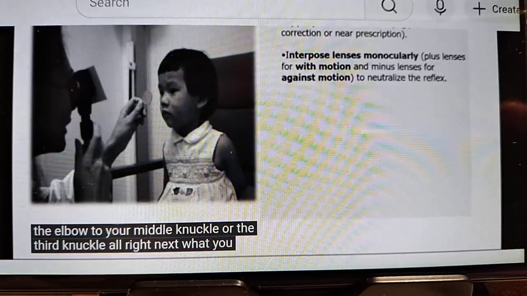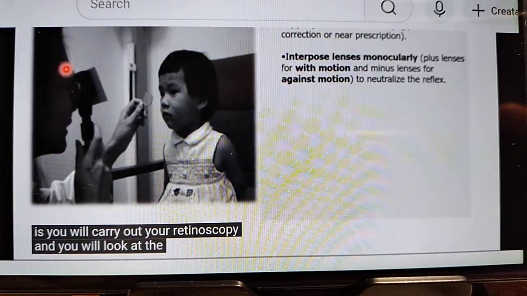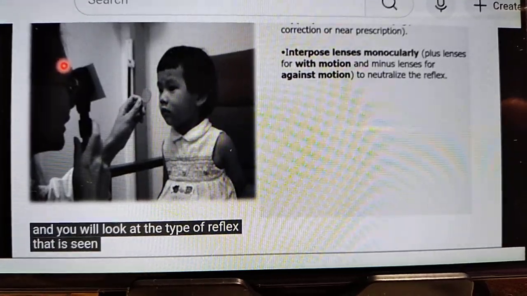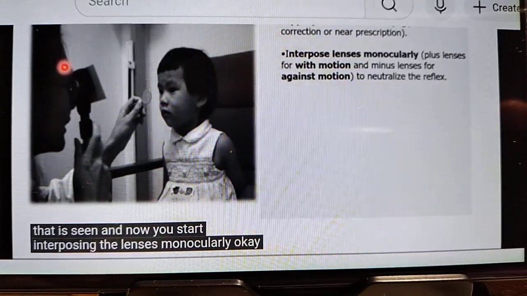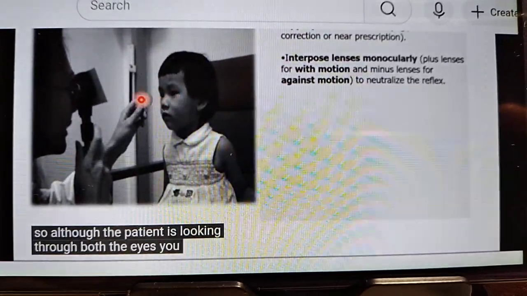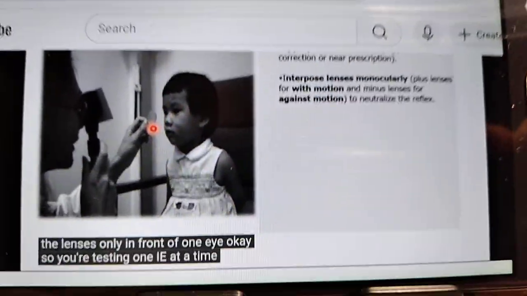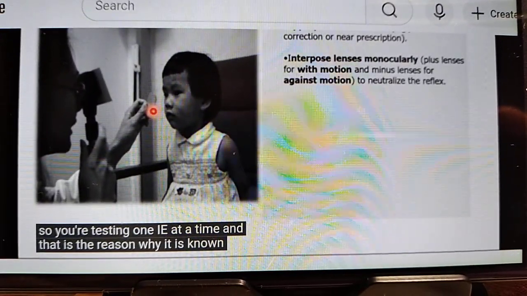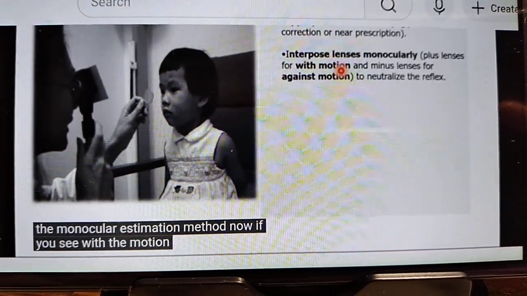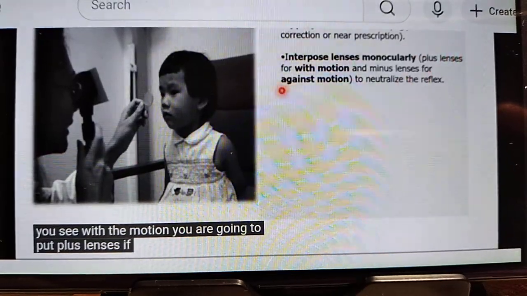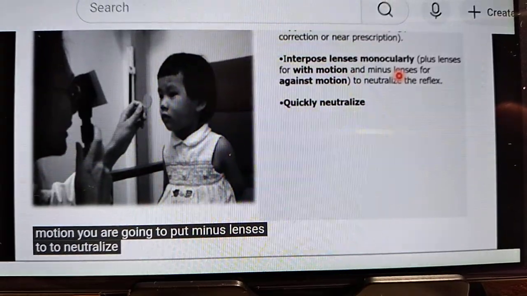Alright, next what you do is you will carry out your retinoscopy and look at the type of reflex that is seen, and now you start interposing the lenses monocularly. Although the patient is looking through both eyes, you are putting the lenses only in front of one eye. So you're testing one eye at a time, and that is the reason why it is known as the monocular estimation method. Now, if you see with motion, you are going to put plus lenses. If you see against motion, you are going to put minus lenses to neutralize the reflex.